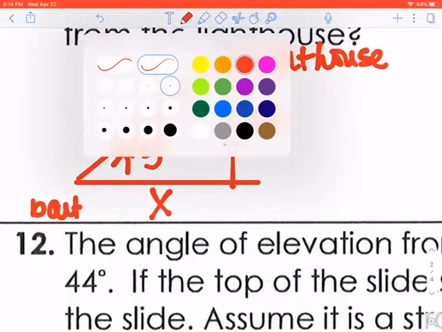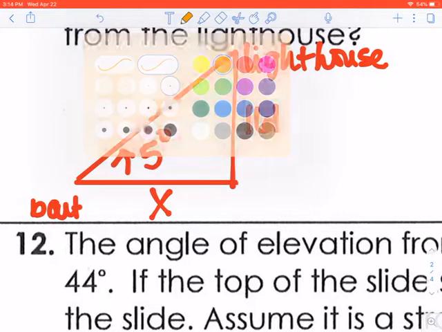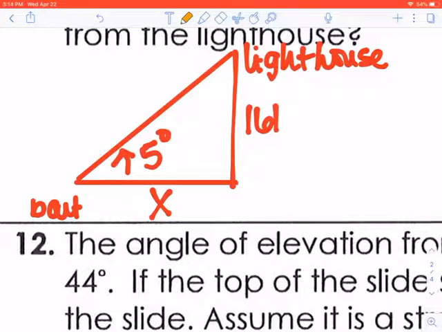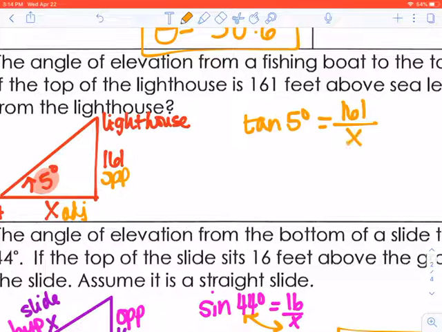Don't worry about this little extra piece here. That's not part of the triangle. Once you have your triangle, you can set up your SOHCAHTOA in order to find the value of x. So from my 5-degree angle, I have 161 as the opposite and x is the adjacent. Opposite and adjacent make tangent. So I have the tangent of 5 degrees equals 161 over x.